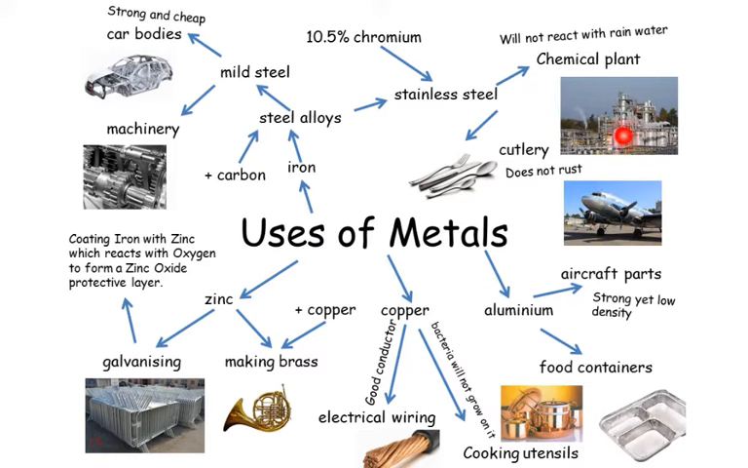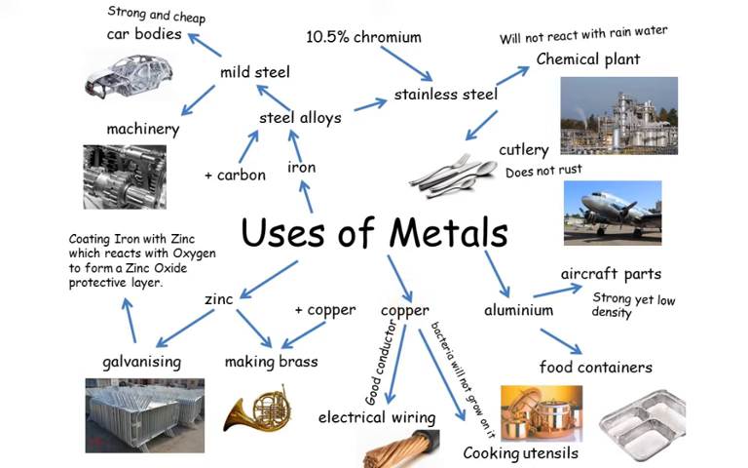All this piping here is going to be made out of stainless steel because it's not going to react with rainwater. Now, aluminium. Aluminium is used in aircraft parts because it's strong and yet it's got a low density. And it's also used in food containers.